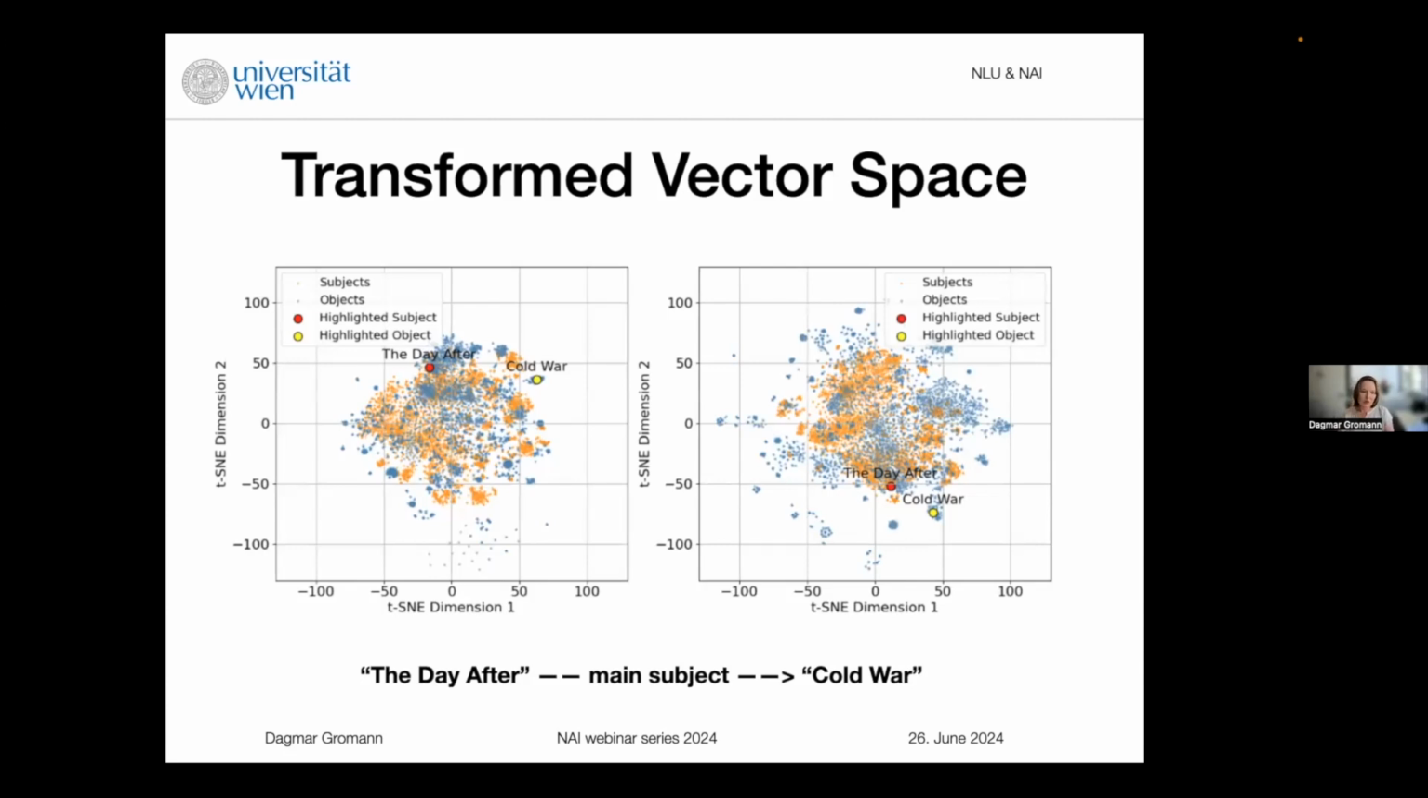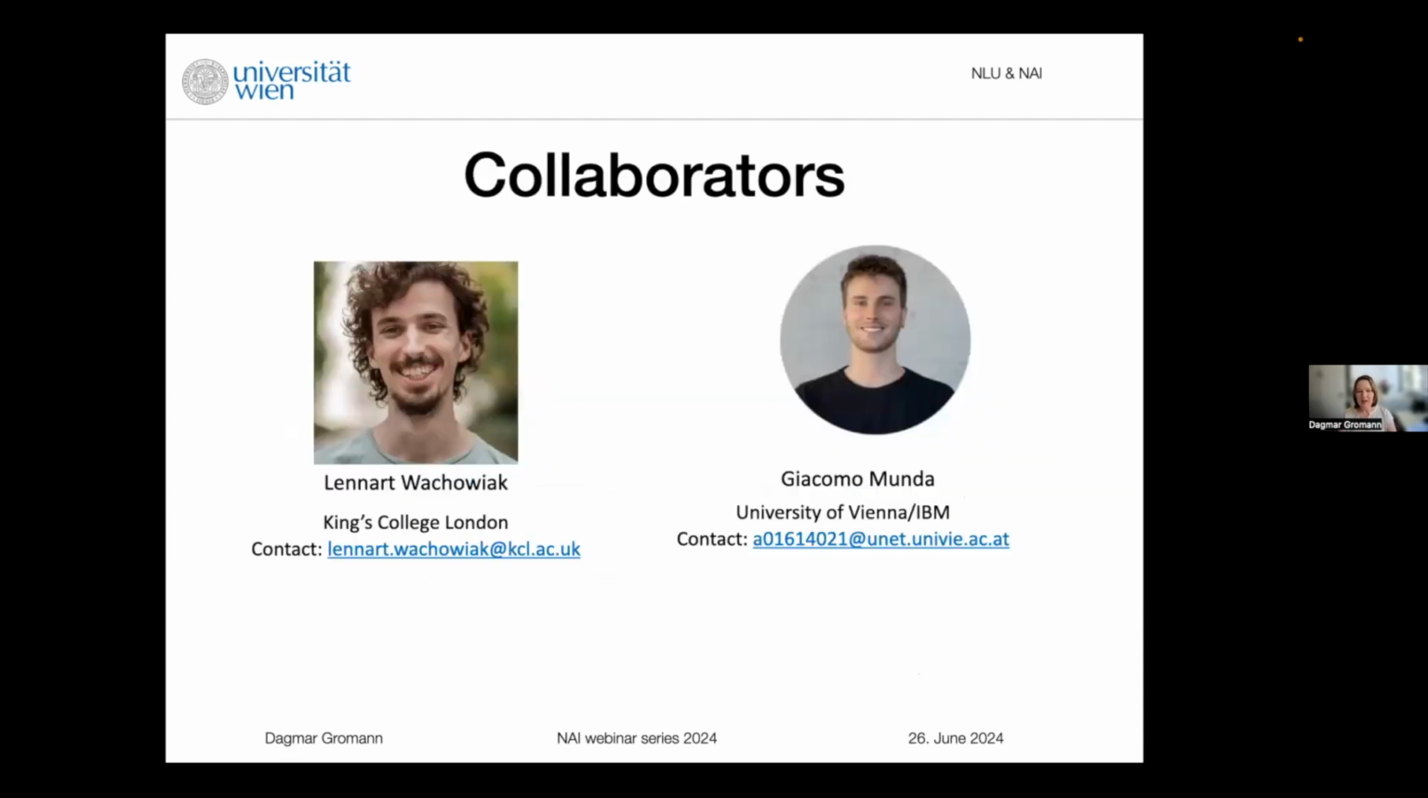method, where you can see the embedding space before the transformation on the left, and then after the transformation on the right. And you can also see 2 example entities, which are The Day After, which has a main subject relation to Cold War. And as you can see on the right, those 2 entities have not only moved to the bottom of the visualization, but have also moved closer to each other.